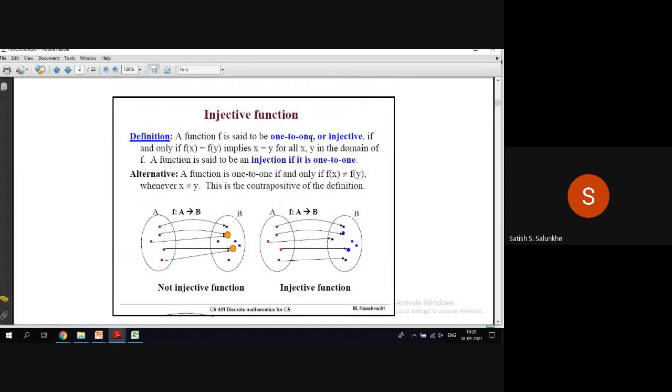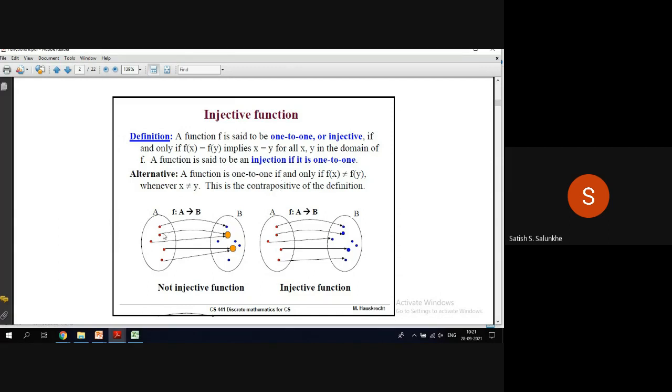Injective is also called a one-to-one function. What is the meaning of one-to-one? One element from the domain is having one image. Similarly, one element from the range is having only one pre-image. That is the meaning of a one-to-one function. One element is associated to one element here, and this element is associated only from one element here. So this is a one-to-one mapping.